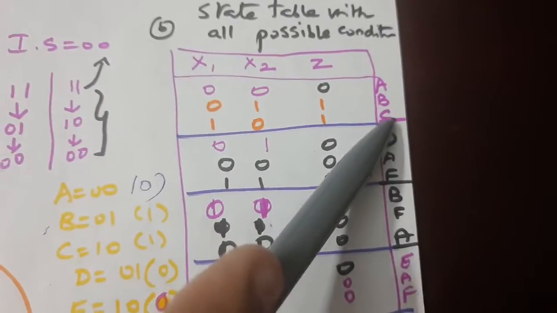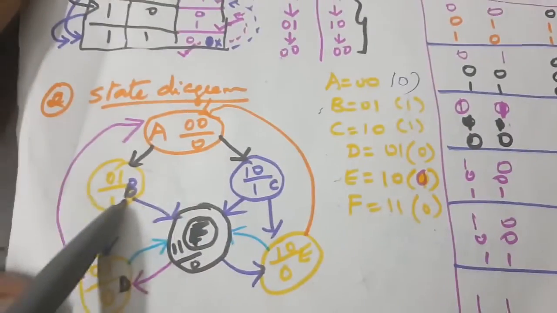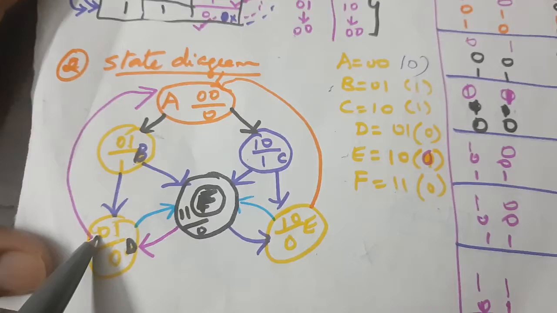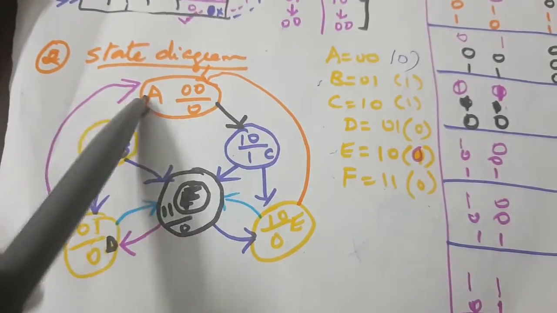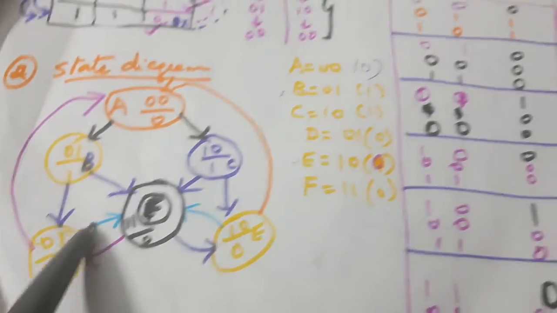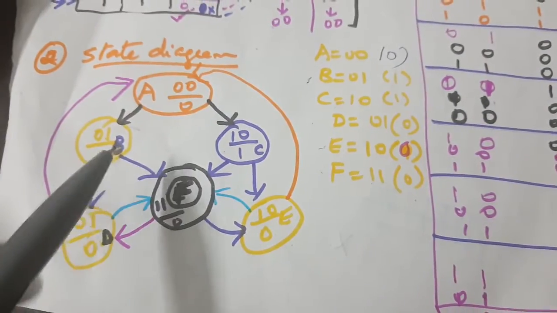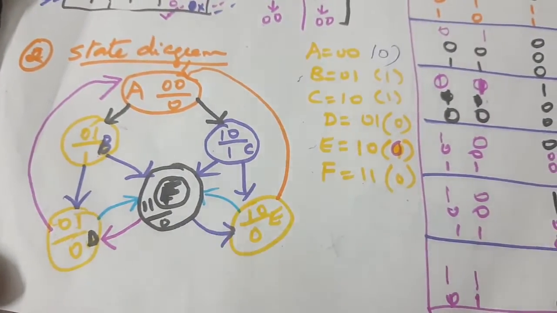A is going to where? A is going to B, A is going to C. Next, D is going to A, D is going to F. Similarly, B is going to F and A.